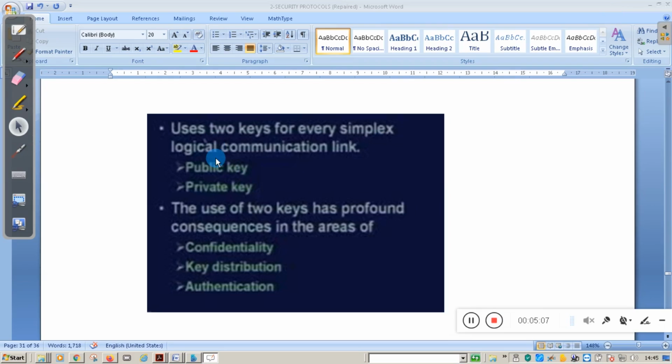So this asymmetric key system uses two keys. One is called a public key, the other one is called a private key. Now what are the applications of this public key system, asymmetric key or public key cryptography? The applications of public key cryptography are confidentiality, key distribution and authentication. In the next slide we will see how public key cryptography can be used to achieve confidentiality and authentication.